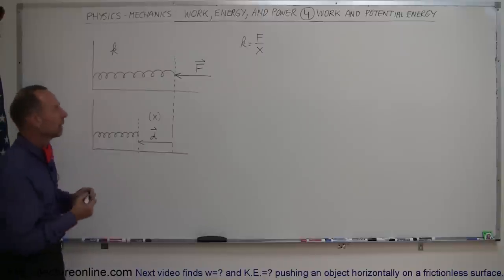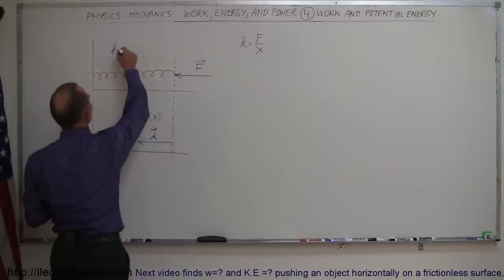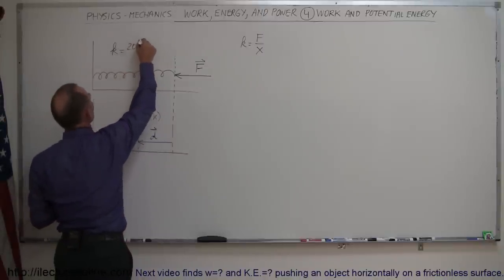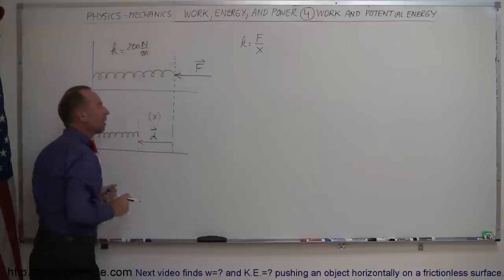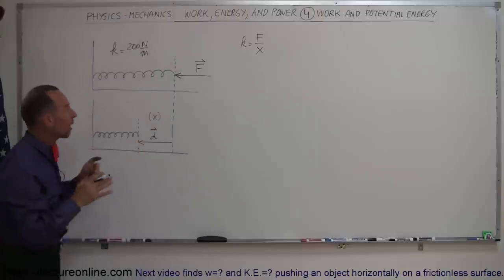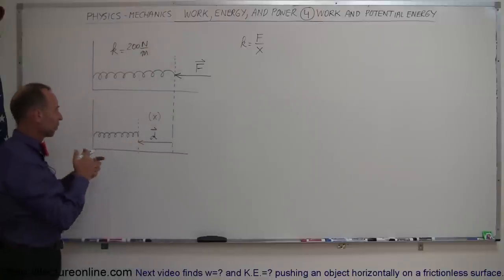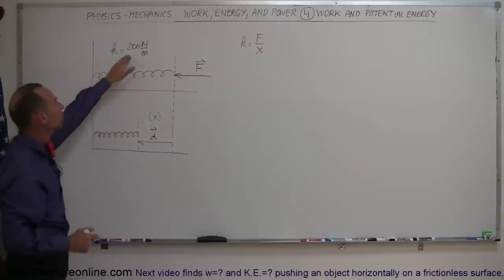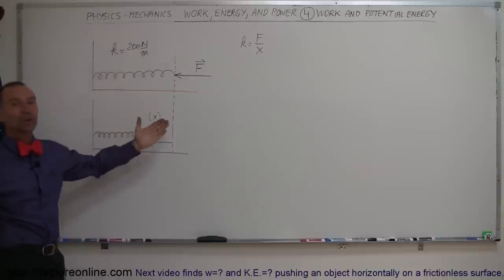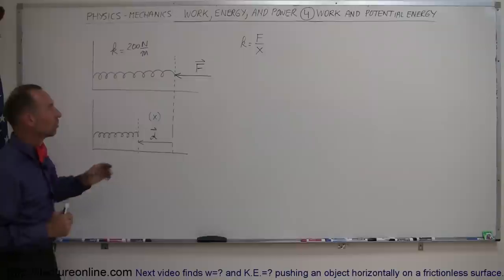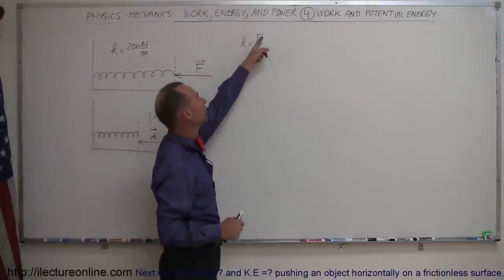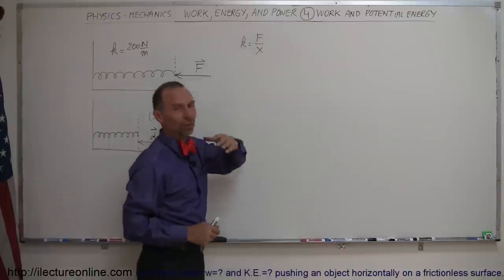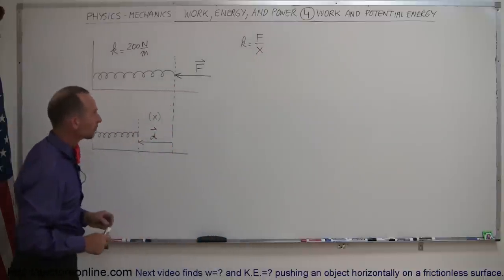Now, typically, we can give it units like 200 newtons per meter, which means the amount of force required to compress a spring by a certain distance. So in this case, you would need a 200 newton force to compress a spring 1 meter. So K is simply the ratio of the force required to compress a spring x distance.